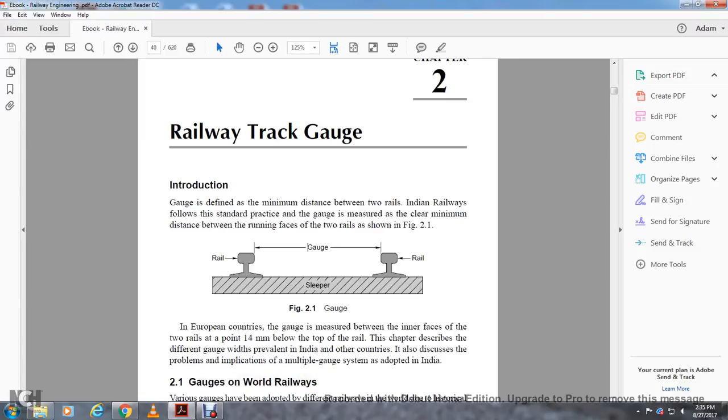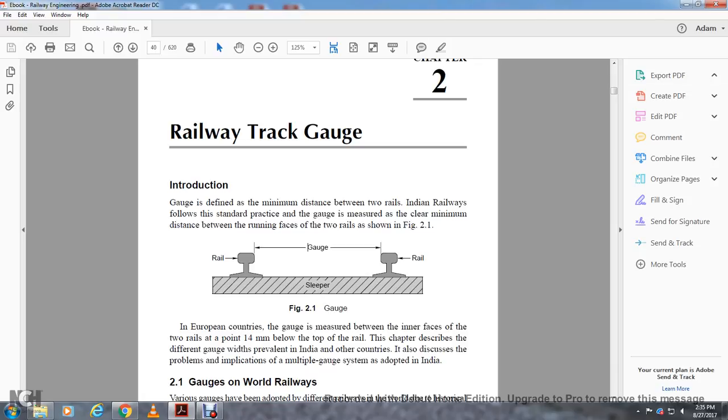Alright, Chapter 2, Railway Track Gauge. Introduction. Gauge is defined as the minimum distance between two rails. The Indian Railway follows its standard practice in which the gauge is measured by the clear minimum distance between the running faces of the two rails, shown in Figure 2.1. It shows your gauge in between your rails and your sleeper.